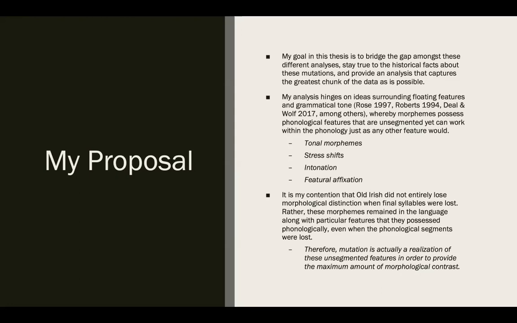My goal is to bridge the gap among these different analyses as well as incorporate the historical facts of these mutations and provide an analysis that captures the greatest possible body of data.